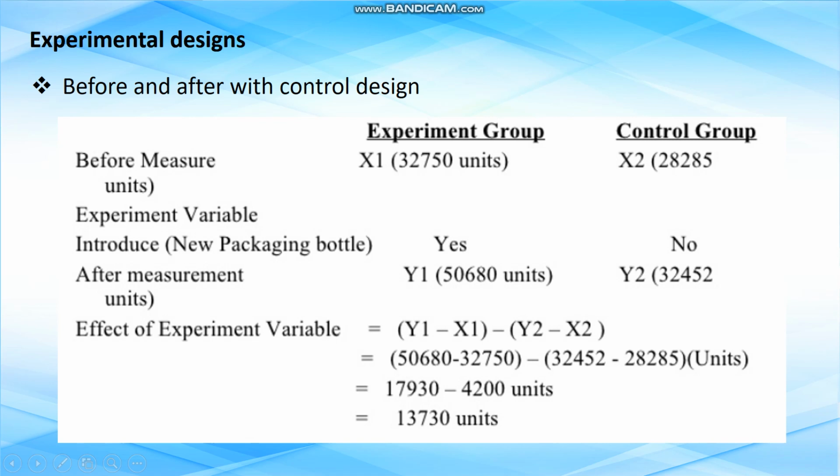And then after, you measure Y1, 15 something, the same as the previous example, and Y2, 32,000 something, and you put all four values into the formula. Effect of experiment variable is equal to Y1 minus X1, then minus Y2 minus X2. Easy, right? And the result is 13,730 units. That is the result.